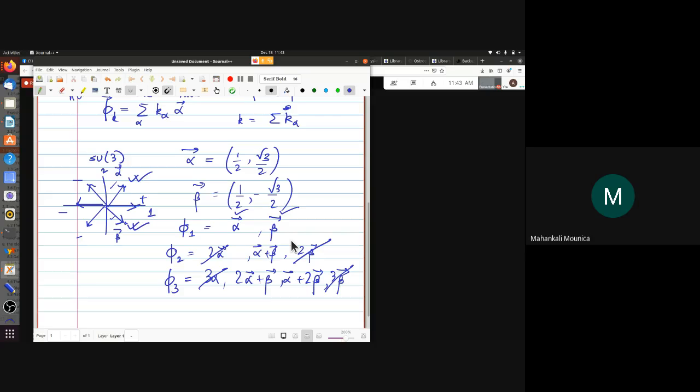Because there should be a provision for translations, like by alpha or beta. Yeah, but if you translate, then what happens? Maybe 2 alpha plus beta gets killed. Let's say 2 alpha plus beta. Let's say alpha plus beta did not exist.